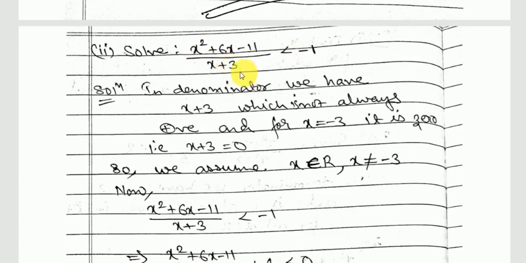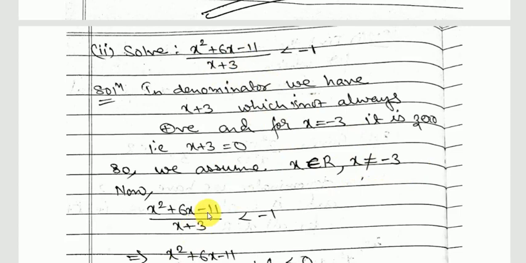But one thing we'll do is we will exclude x equal to -3, because we cannot consider that, because for that the denominator will become 0. In the denominator we have x plus 3, which is not always positive, and x plus 3 will be 0 for x equal to -3. So we assume that x belongs to real numbers but x is not equal to -3. That means x equal to -3 is excluded from here.